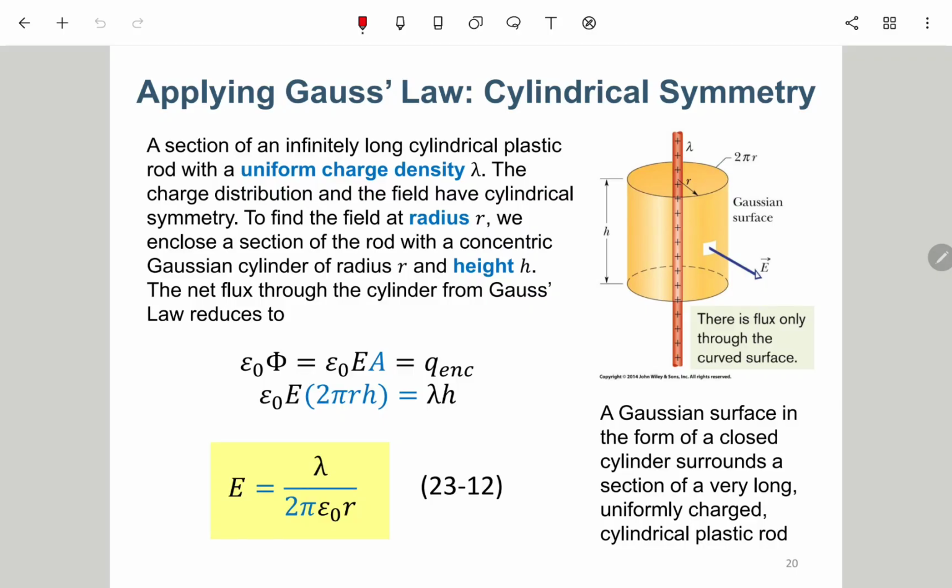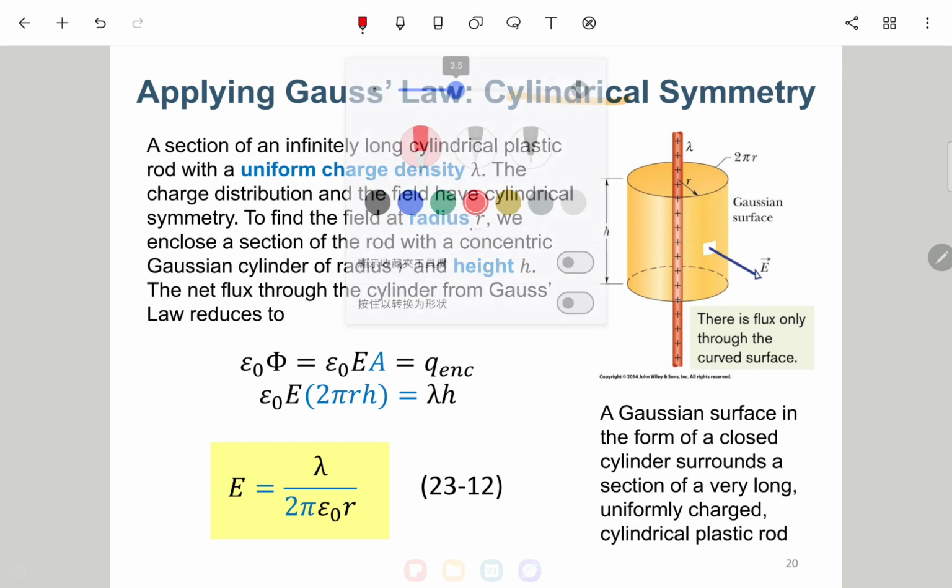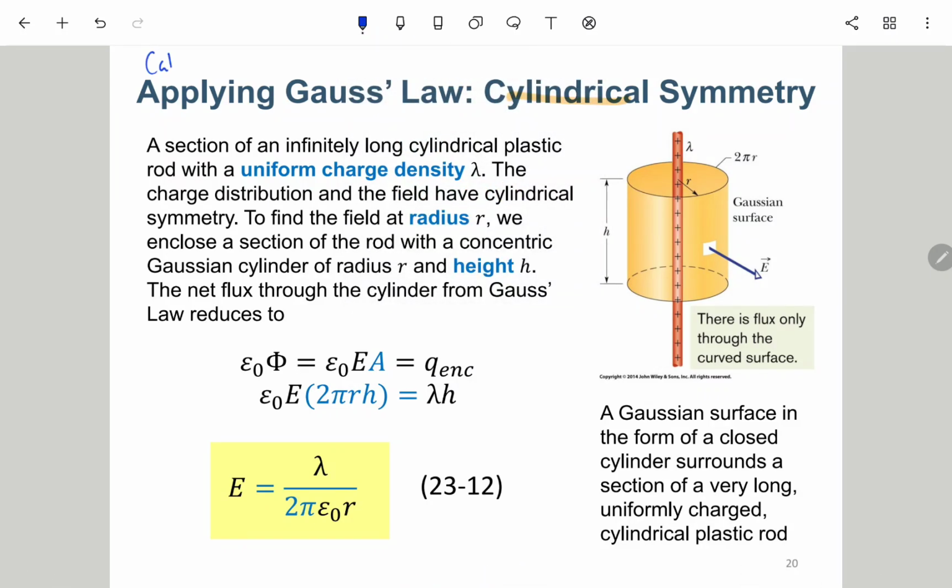So next we try to talk about applying Gauss's law for different geometric shapes. The first one is the cylindrical symmetry. Here we have another three-dimensional coordinate system. The first one you should be familiar with is the Cartesian coordinate, which will be like x, y, and z.